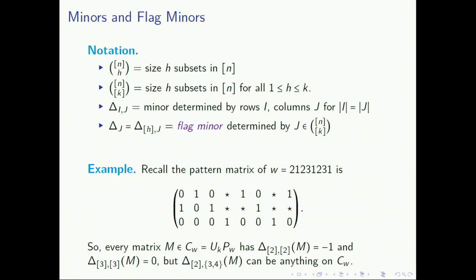So every matrix that's in the PR cell C sub W is going to have certain zero flag minors, and certain ones will be non-zero, and that's what we want to pay attention to. So here, everybody comfortable with these minors, like the 2-2 minor of M in this case is -1, and the 3-3 flag minor, that one's a 0. But some other minors, like for example, the flag minor indexed by the columns 3 and 4, you can see from this pattern matrix, this could be anything actually. It doesn't have to be 0, it doesn't have to be 1, it could be anything.